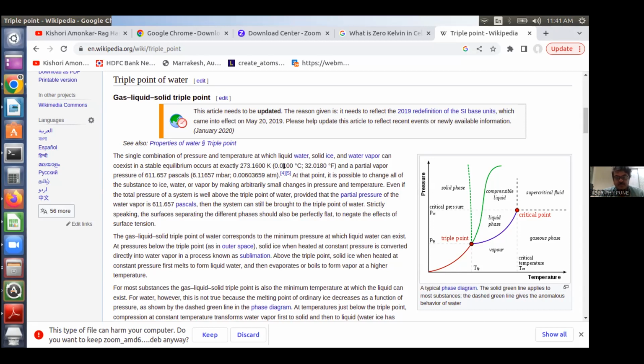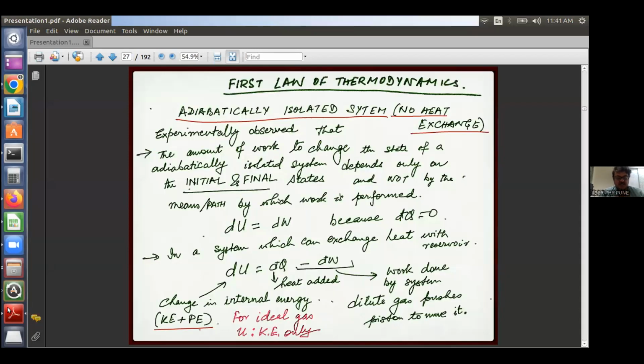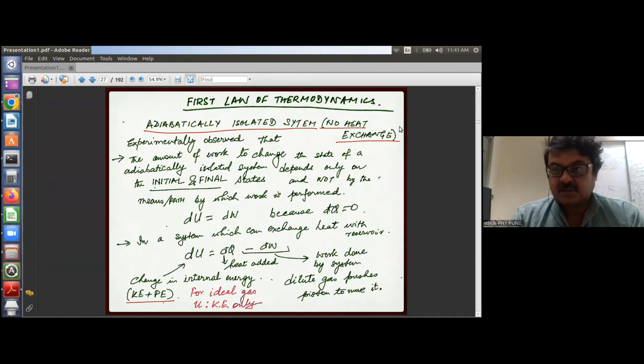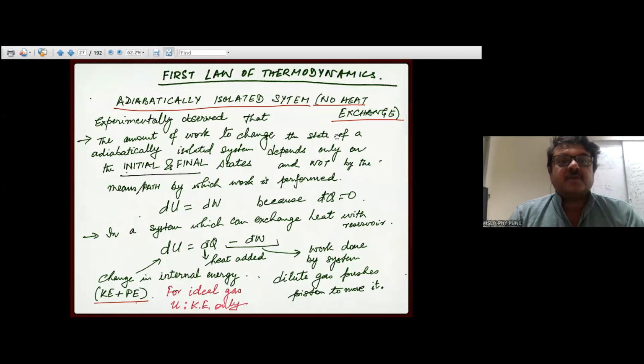The triple point is 273.16. The 0 Kelvin in terms of centigrade is minus 273.15. So with that clarification, I start with the content of today's class. I'll just put it here.